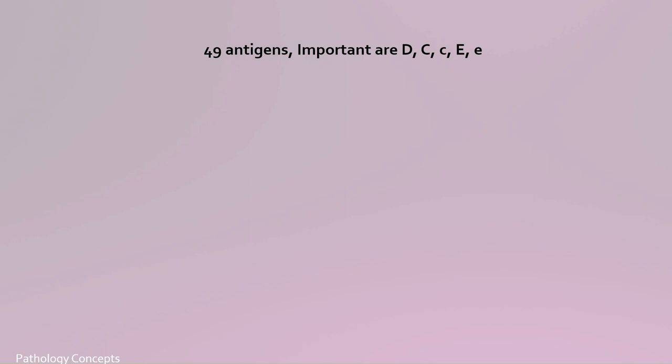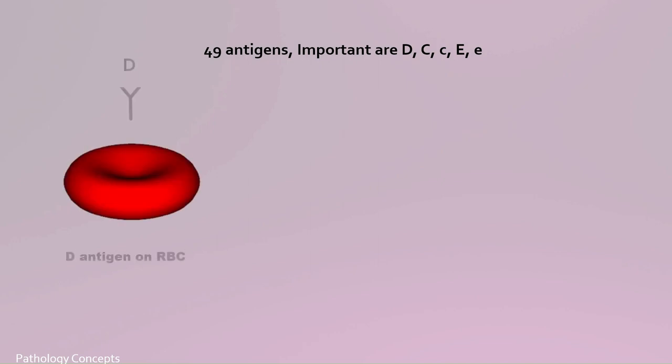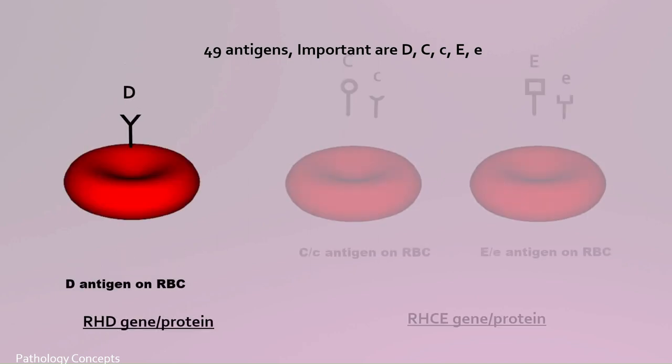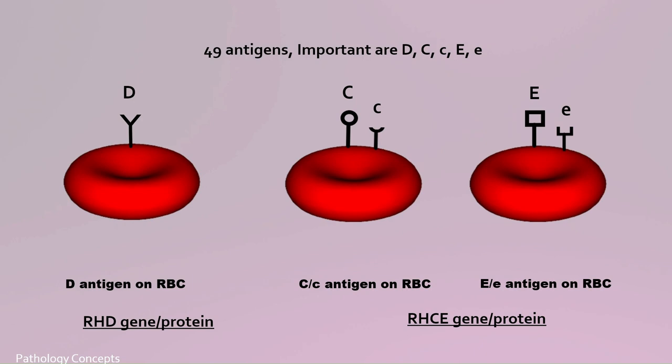The important ones are capital D, capital C, small c, capital E, small e, which are encoded by two adjacent gene loci. First is the RHD gene and second is the RHCE gene. The RHD gene encodes the RhD protein with D antigen and its variants. The RHCE gene encodes the RhCE protein with capital C, capital E, small c, small e antigens and its variants.